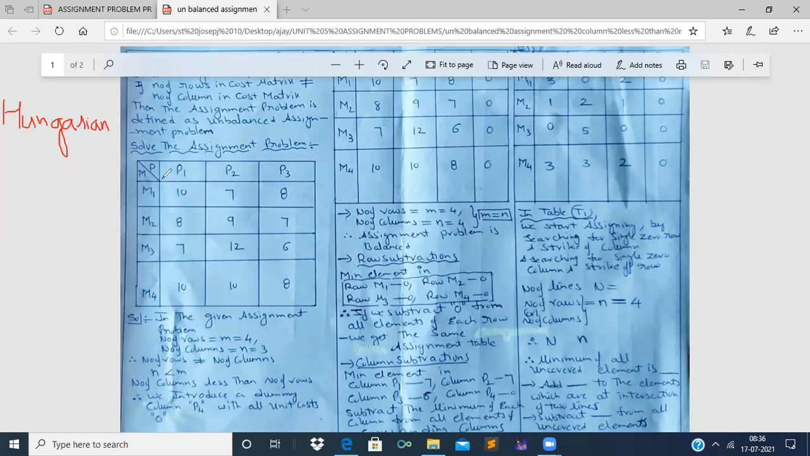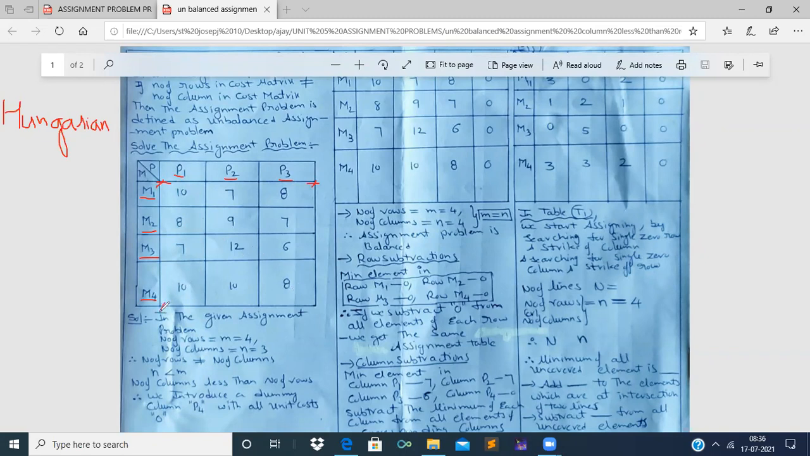You see, it is an assignment problem in which the number of machines is 4, M1, M2, M3, M4, and the number of persons is 3, P1, P2, P3. So the persons are fewer than the machines, that is, the number of columns is lesser than the number of rows. The first row is 10, 7, 8, then 8, 9, 7, 7, 12, 6, 10, 10, 8.